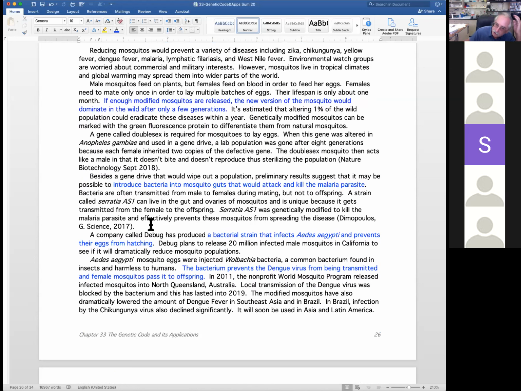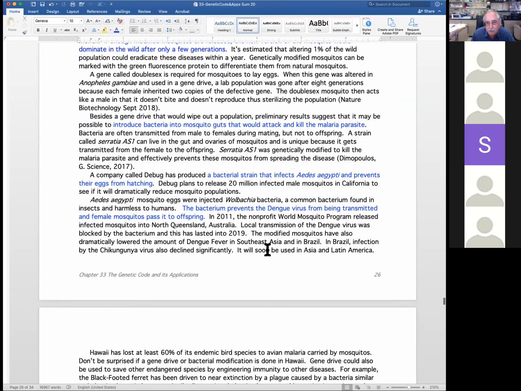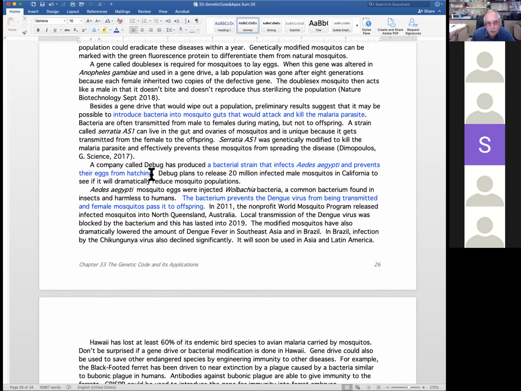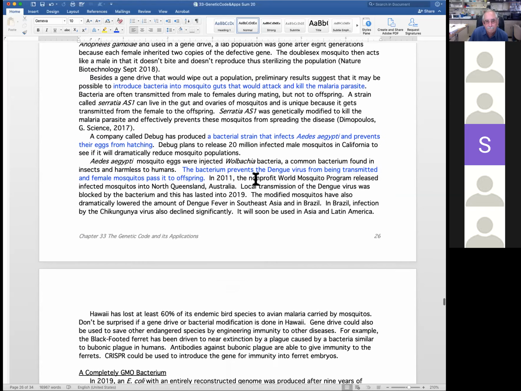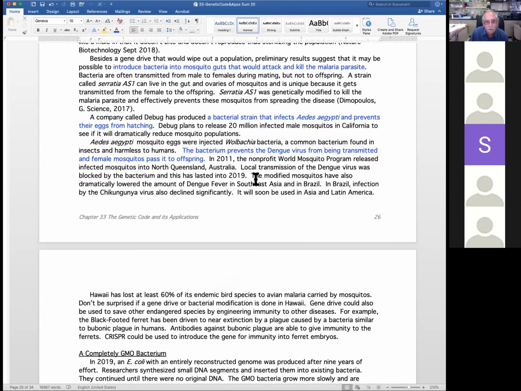So another company is trying something different. They produce a bacteria strain that infects mosquitoes and prevents their eggs from hatching. So what they're going to do potentially is release 20 million infected male mosquitoes in California to see if it would dramatically reduce mosquito populations. So when we get to the chapter on viruses, you'll see how many viruses are actually transmitted by mosquitoes.